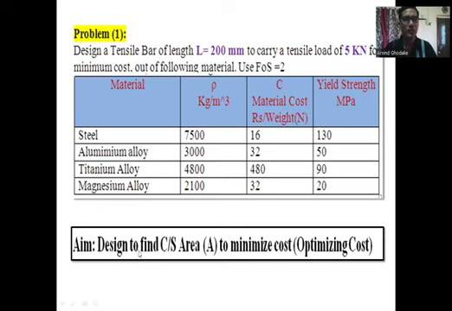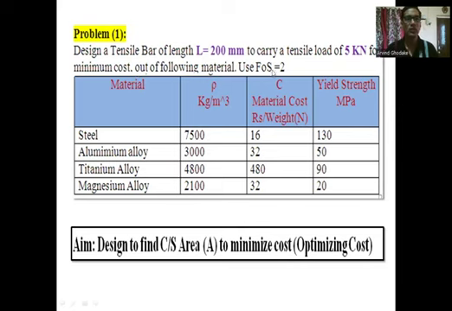Now our aim is to find out the cross-sectional area of the bar to minimize the cost, that is nothing but optimization of the cost. So the length of the bar is given. So the tensile bar of length 200 mm is given. Then 5 kilonewton is the tensile load applied at the end of the bar. Then our prime objective is to find out the cross-sectional area to minimize the cost. So we have to optimize the cross-sectional area of the material.